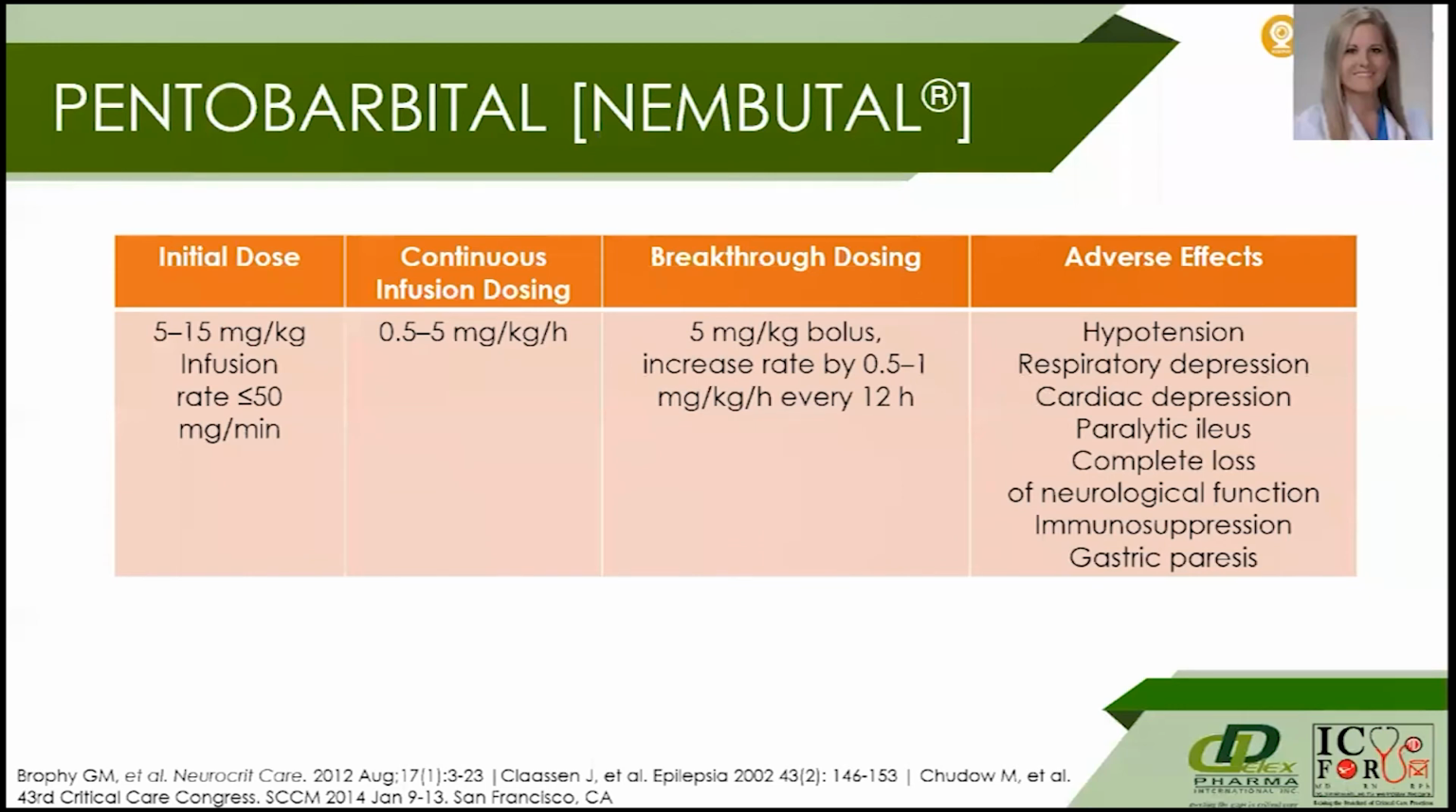Again, here we see weight-based dosing of our continuous infusion, 0.5 to 5 milligrams per kilogram per hour. There's also breakthrough bolus dosing, which is appropriate. We're going to see hypotension, respiratory depression, and some cardiac depression. You do want to look out for a paralytic ileus, especially at these high concentrations.